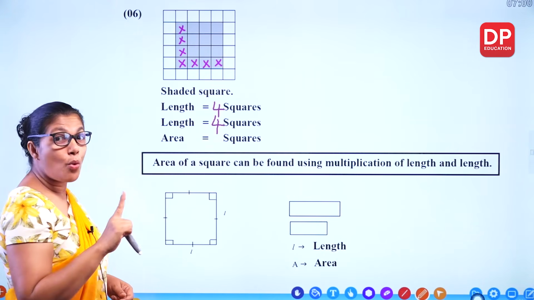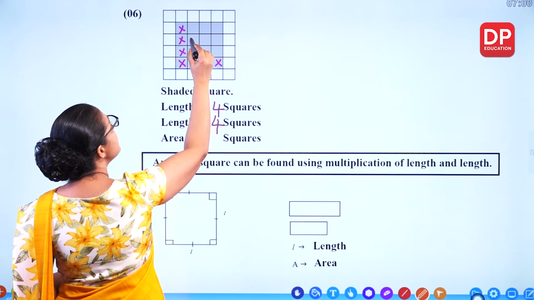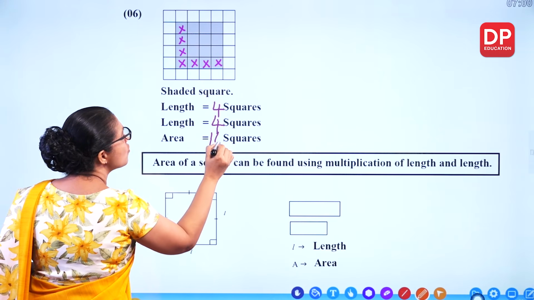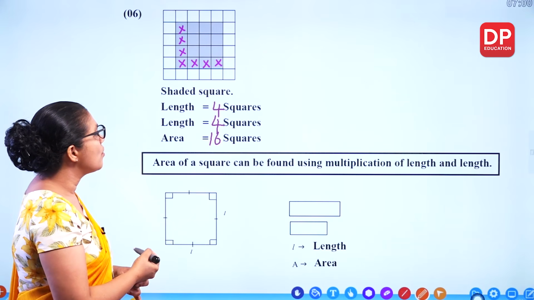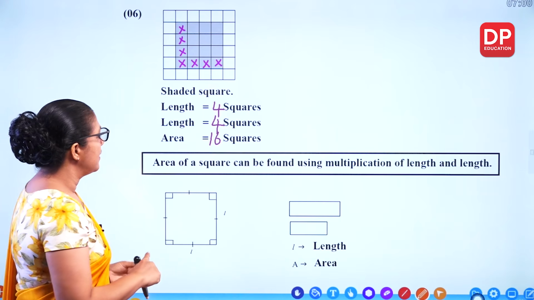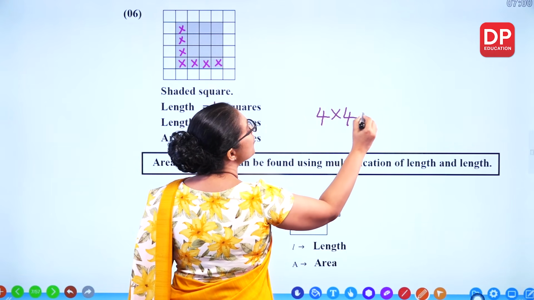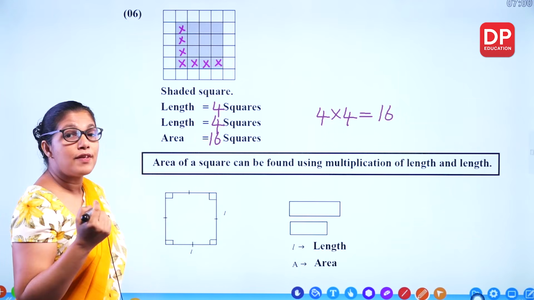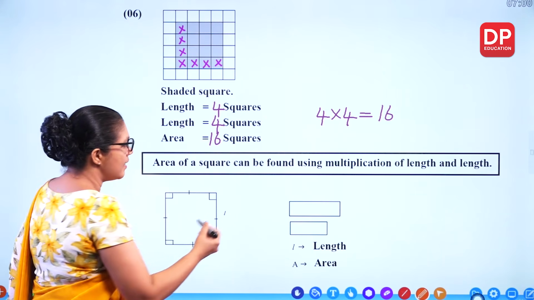So when you count the total number of squares, 1, 2, 3, 4, 5, 6, 7, 8, 9, 10, 11, 12, 13, 14, 15, 16. 16 squares are there altogether. So how do you get 16? You can multiply length with length. So 4 times 4, you get 16.